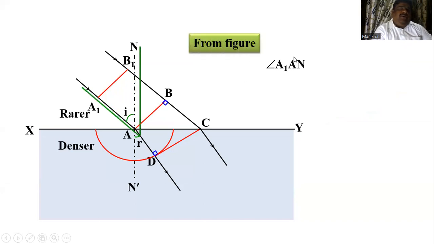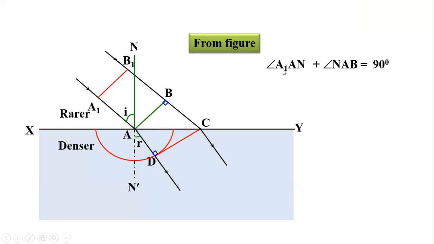So from the figure, observe this figure properly. Angle A1AN is the angle of incidence. And if you see this, AB is a wave front and A dash A is a ray of light, or you can say wave normal. And you know that the wave front and wave normal are always perpendicular to each other. Therefore, angle A1AN plus angle NAB is how much? 90 degrees. Out of that, this angle A1AN is I.